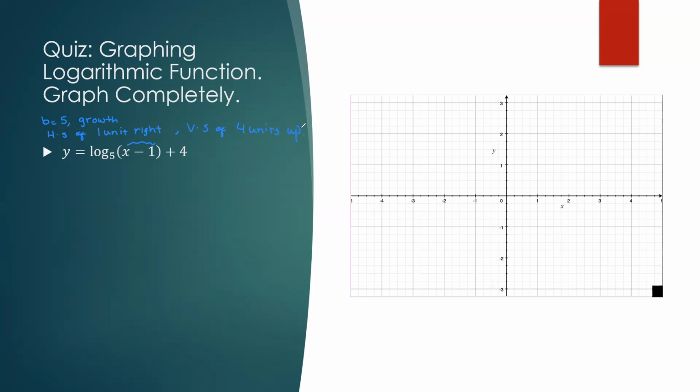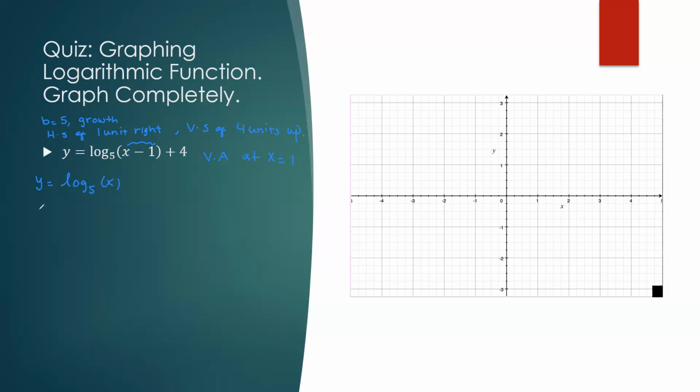Okay, so do we know anything else? Yeah, that's pretty much it. Oh, what about our vertical asymptote? If we're shifting it 1 unit to the right, our vertical asymptote will be at x equals positive 1. Okay, so let's start with the parent graph. The parent graph would be y equals log base 5 of x. And let's pick some points from the parent graph.